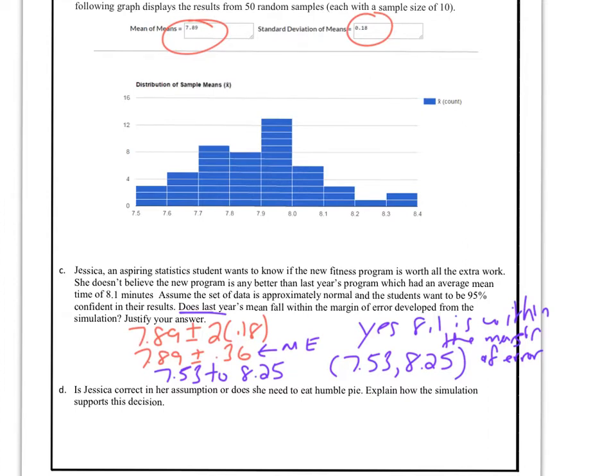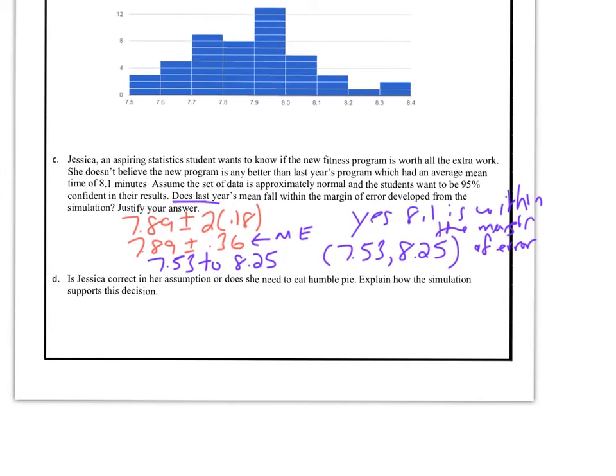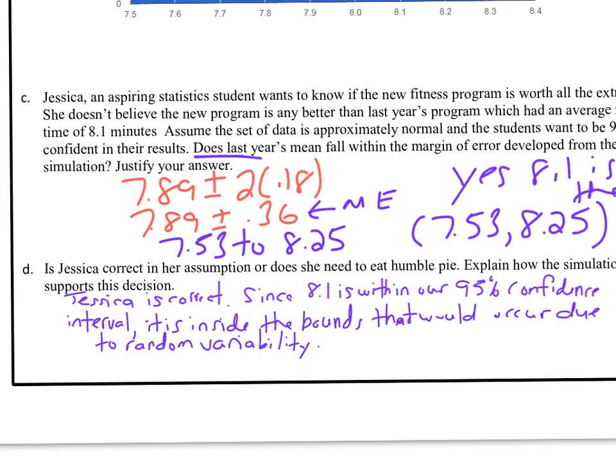So from there, we have to then say, okay, is 8.1 inside this interval? And the answer is, yeah, it is. So 8.1 is inside the bounds that would occur due to just random variability or random sampling and coming up with a different answer. So we can say, yes, 8.1 falls within the interval, therefore Jessica is correct. So our answer is Jessica is correct. And you know what, I'm going to pause it and write it, and then I'll let you guys copy it. All right, so Jessica is correct.